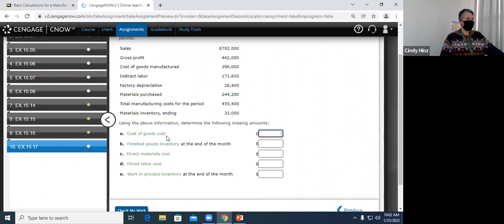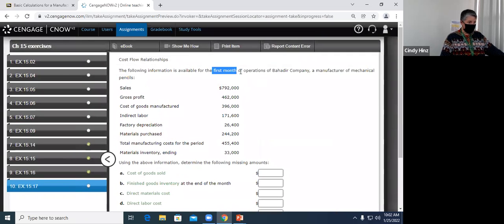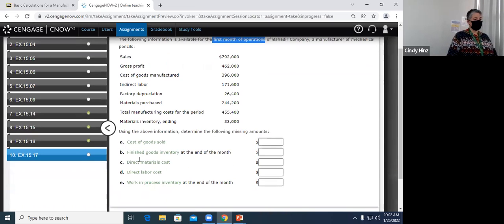So cost of goods sold, we already know that cost of goods sold is the cost of goods manufactured. Now you'll notice it does say that this is the first month of operation, so they've made it a little simpler for us. We don't have any beginning balances. So that's one way that they have simplified these calculations. So if there weren't any beginning balance, then the cost of goods sold would need to be what we made in our first month, $396,000 worth of product, and what we had left.